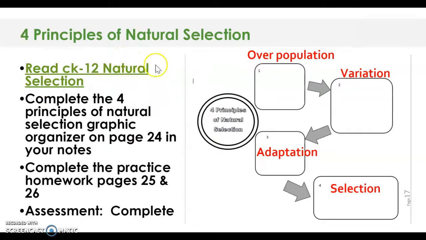Now, if you skip over taking these notes, you're only going to hurt yourself because we're going to do a big project on Darwin's frogs, and you have to understand these 4 principles to be able to do that well. So please make sure this is one class and one lesson I really need you to take your time on. All right, natural selection. Show me that you understand it.